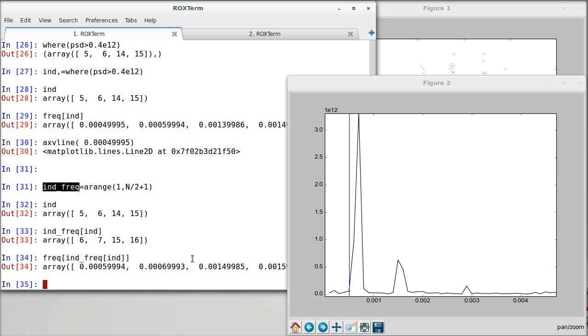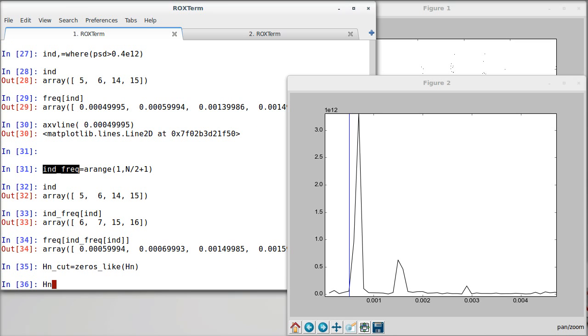Okay, so with this in mind, we have these four frequencies. Let's construct a new HN. Let's call it HN cut. Let's make this be zeros like our original HN, and copy into HN cut, in the appropriate places, at our frequencies, the values of HN at those points.